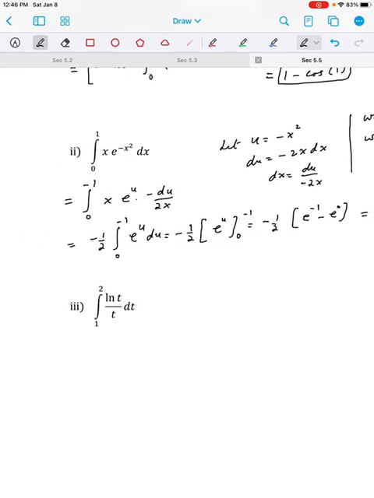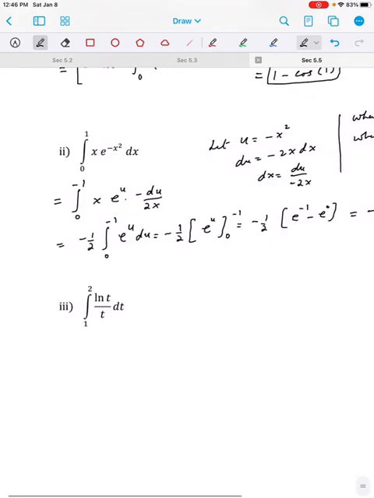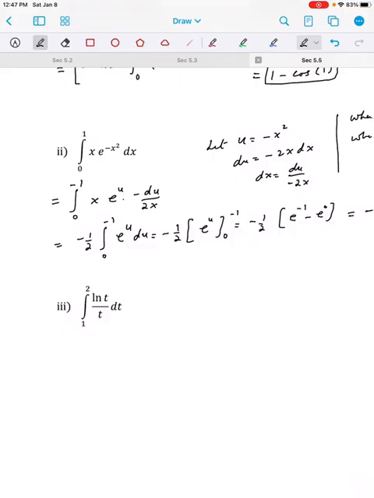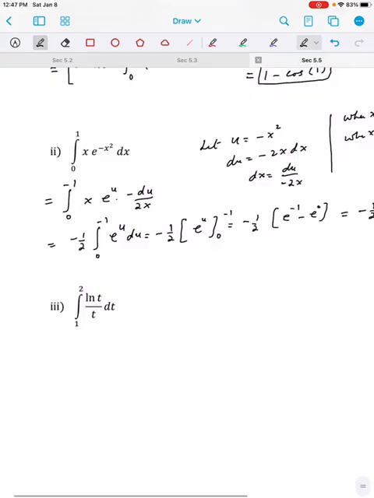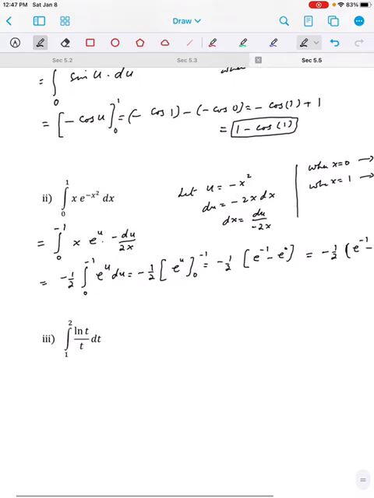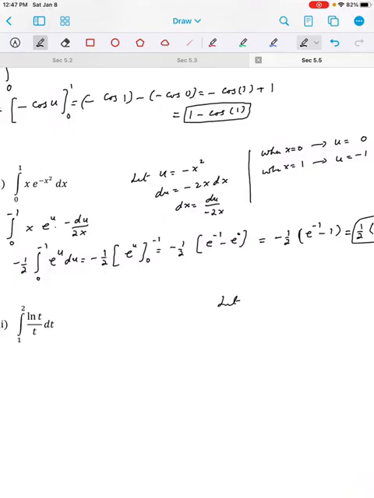Okay, last example. So now we have ln of t over t. If you notice here, we don't have a composition of functions, so no function inside another function, but we have two functions. One is ln of t, and one is t in the denominator, or you can think of it as ln of t times 1 over t. So remember, the derivative of ln of t is 1 over t, which suggests that our u should be ln of t. Then du will be 1 over t dt.